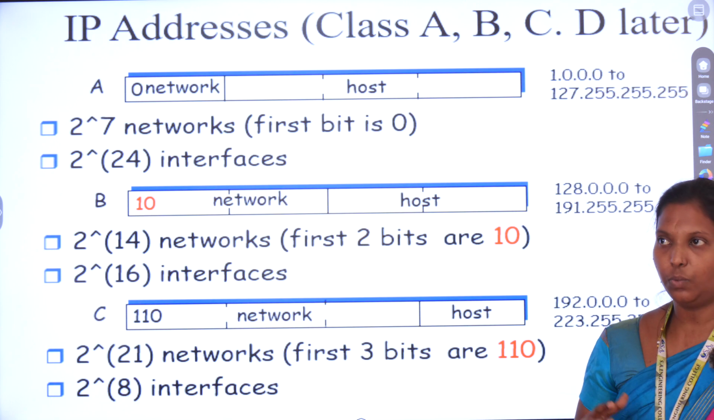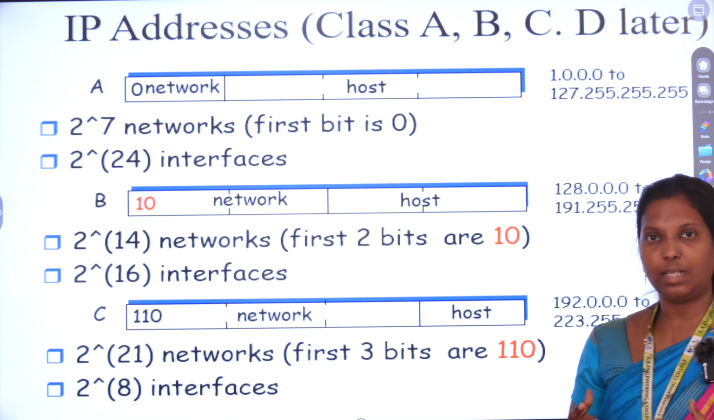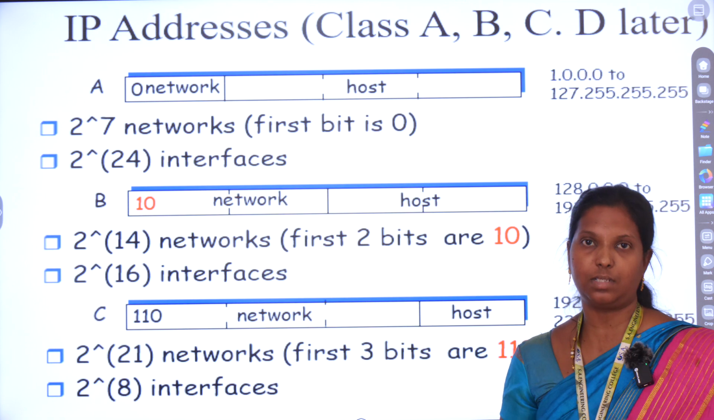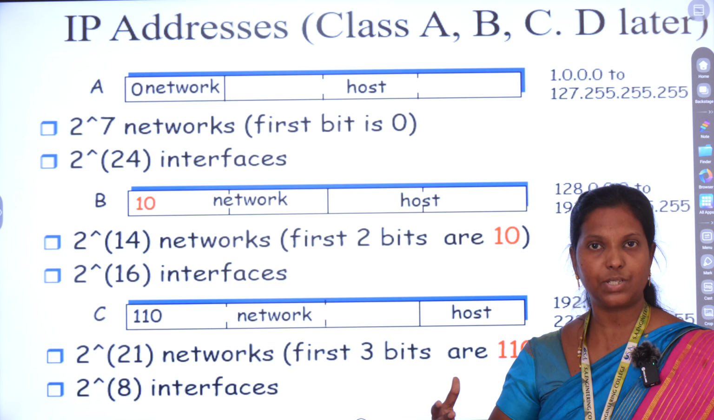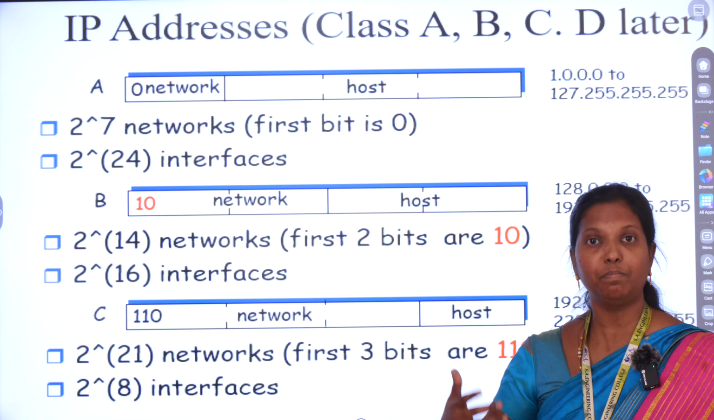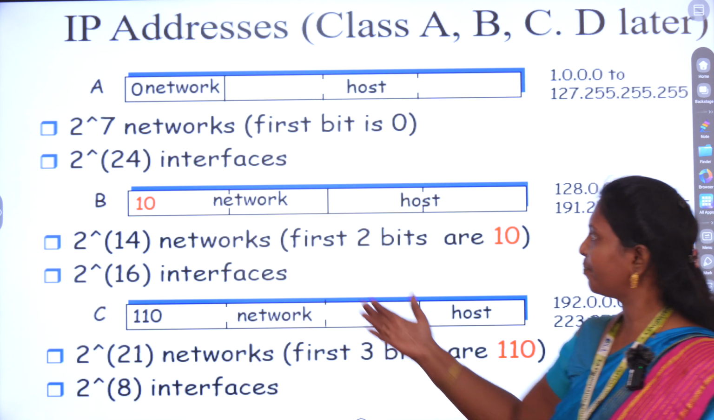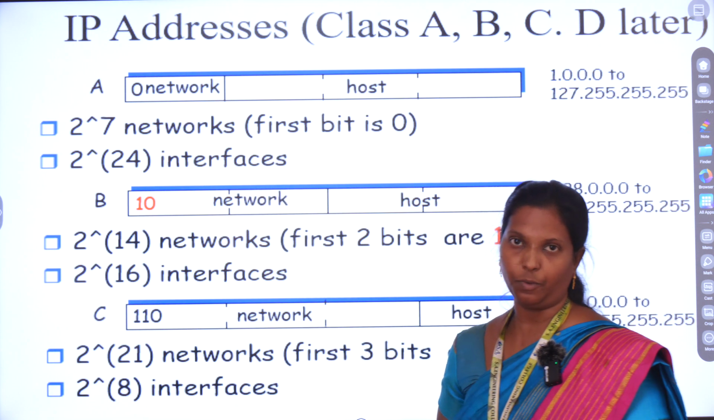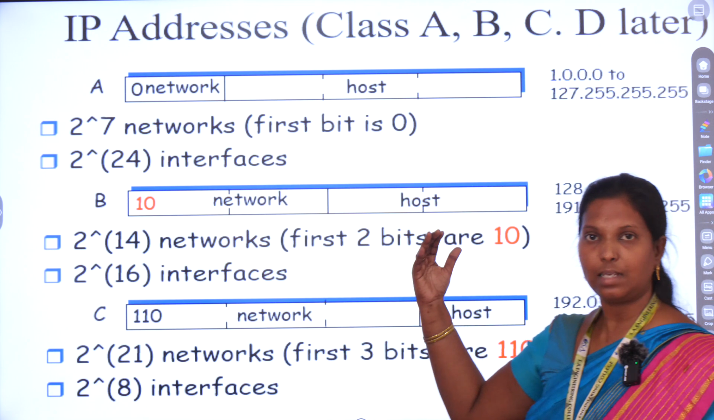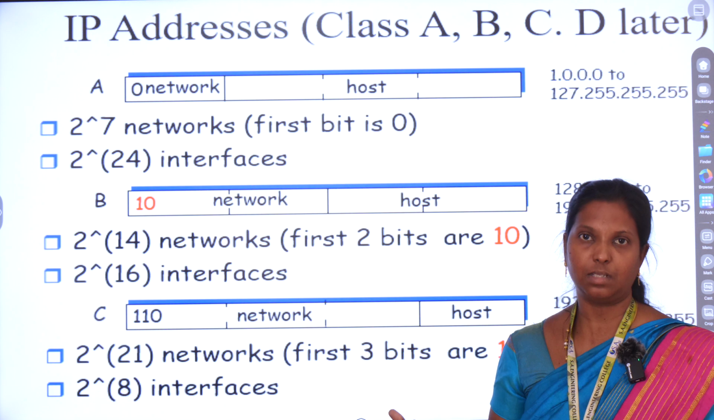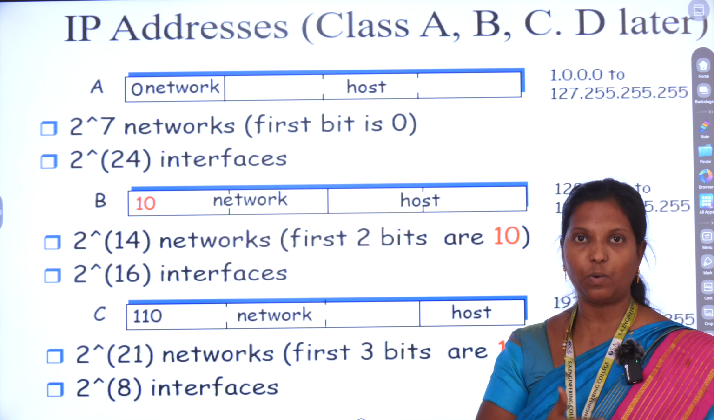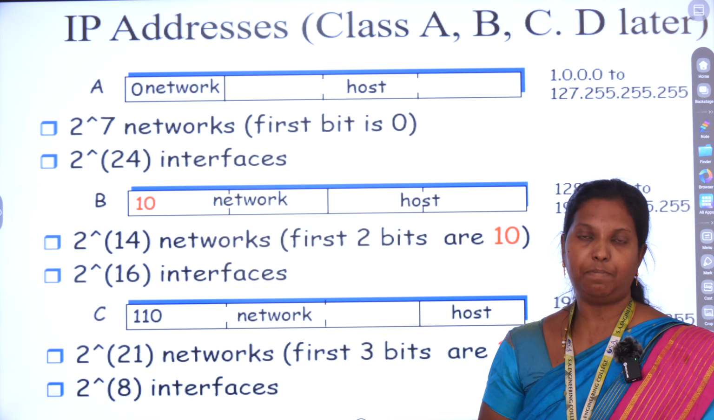As you can imagine, I told you that it was for large organizations. For large organizations there were numerous computers, even millions of computers. So millions of computers can have interfaces of up to 2 to the power 24. As the interfaces increase, the hosts will definitely increase, and as the hosts increase, the network will increase. So they are dependent parts.